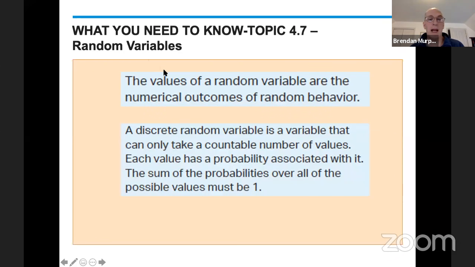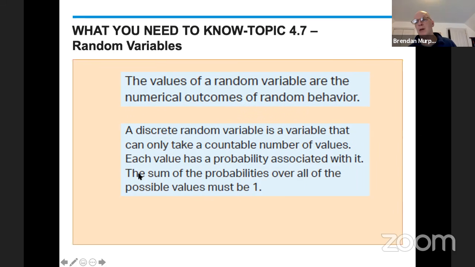So today we're going to talk about random variables. The values of a random variable are the numerical outcomes of random behavior. Discrete just means that there's a finite number of outcomes. I can count them, as opposed to infinite. We do a lot of discrete random variables in this class. A discrete random variable is a variable that can only take a countable number of values. We know how many there are. Each value has a probability associated with it, so I can calculate the probability of that.